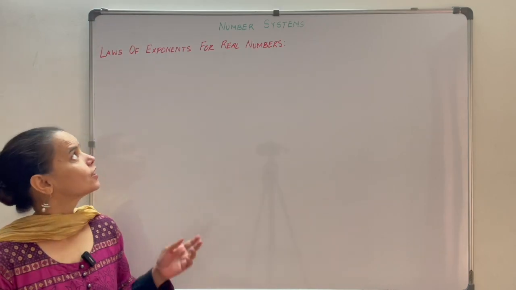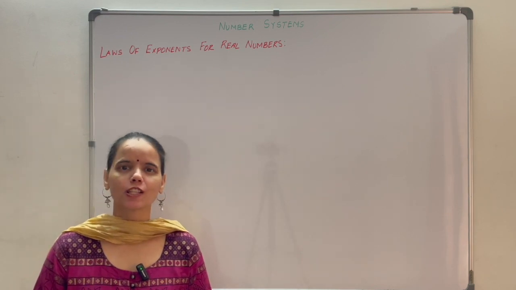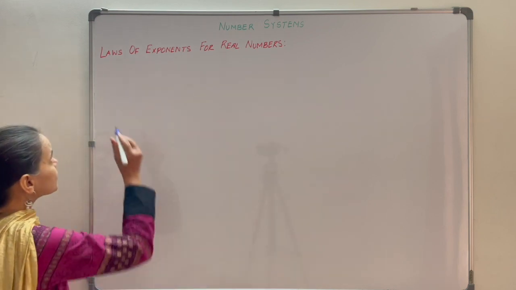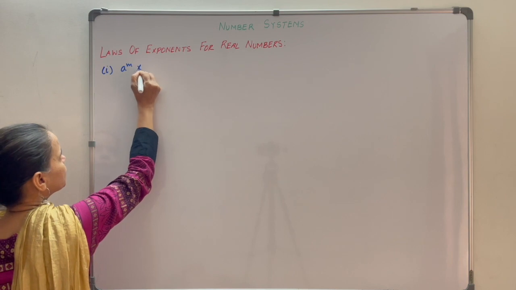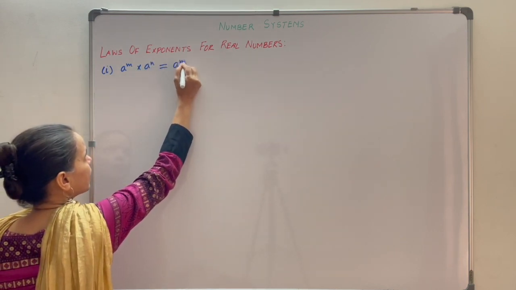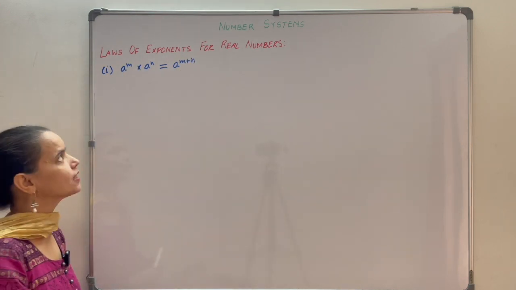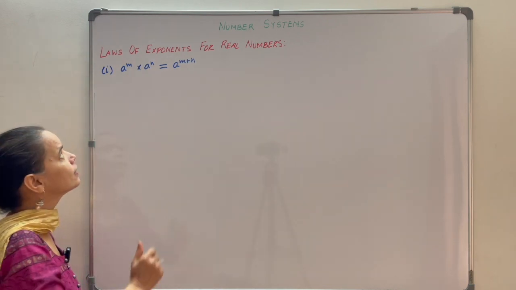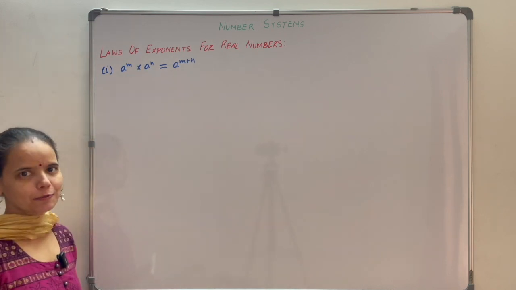Let us now discuss laws of exponents for real numbers. Do you remember the laws of exponents which you have studied in your earlier classes? Let us write them down. So the first one is a raised power m into a raised power n is equal to a raised power m plus n. Here a is a non-zero integer and m and n are whole numbers. You remember that a is called the base and m and n are exponents.